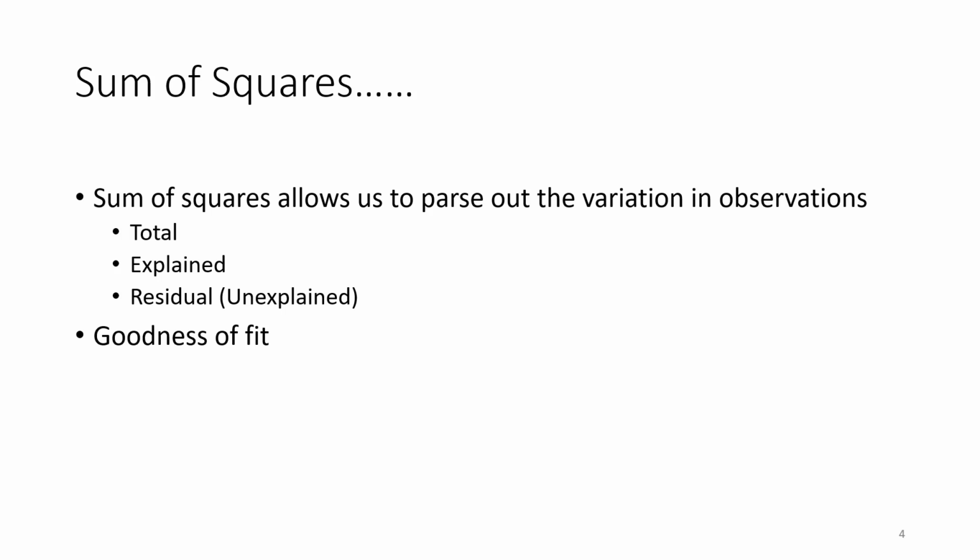So what are sum of squares? Thinking about the different types of sum of squares allows us to parse out the variation in observations in a sample. So there's total sum of squares, explained sum of squares, and unexplained sum of squares, or residual sum of squares. And then this allows us to talk about the goodness of fit of a model to the data, or to the observations. And in this video we'll talk about R squared.